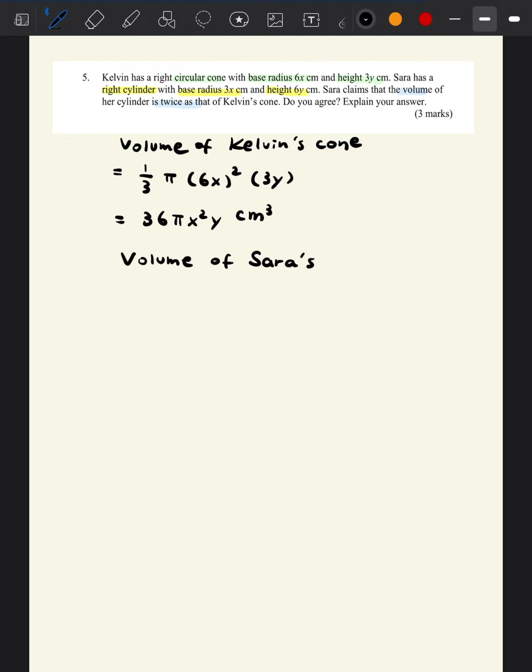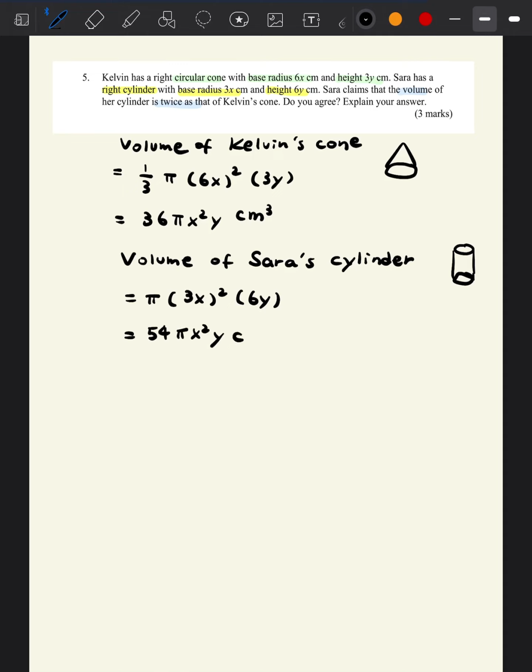And then we look for the volume of Sarah's cylinder. Cylinder is different with cone. So this is a cone, and a cylinder is like this. So therefore, the way of calculating the volume is different as well. So for cylinder, how do we calculate cylinder? So pi r squared h. So there's no 1/3 here. And the r here is 3x. Again, the whole thing square, and then your h. And of course, you have to simplify it again.